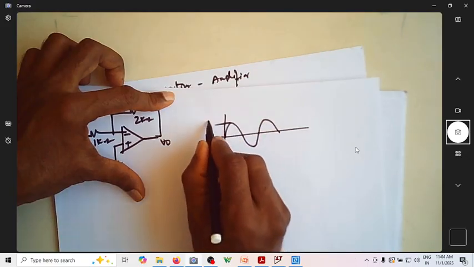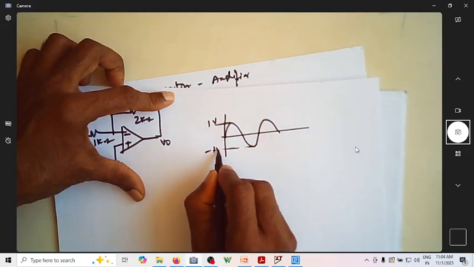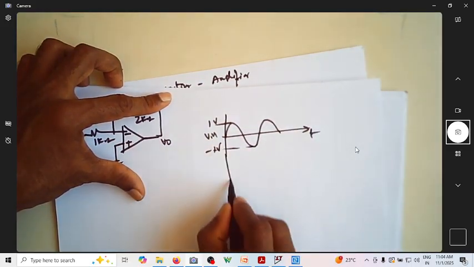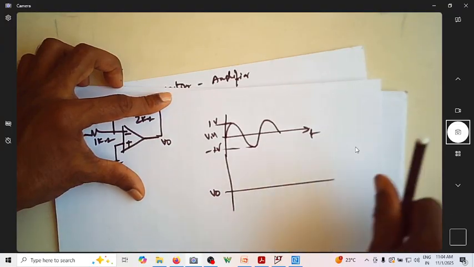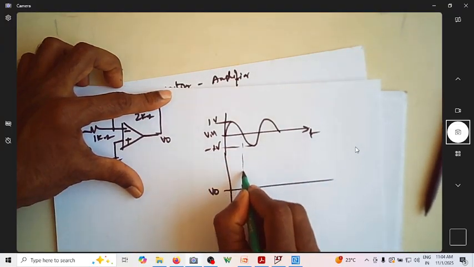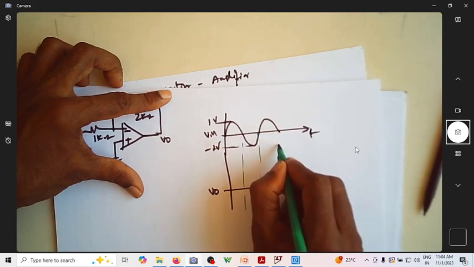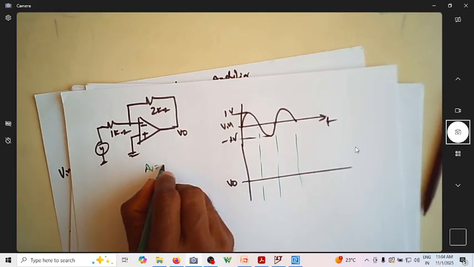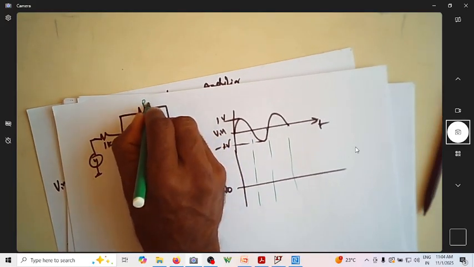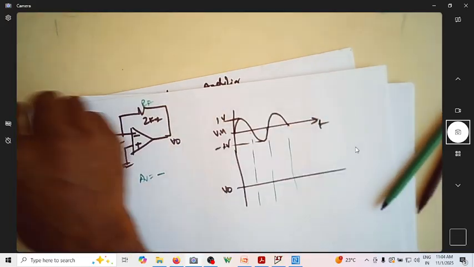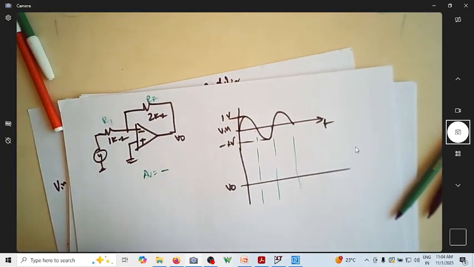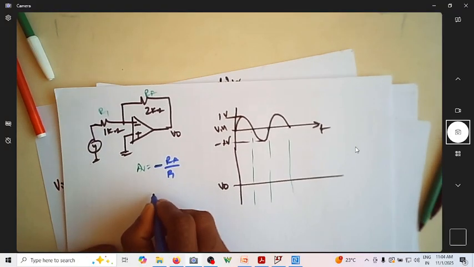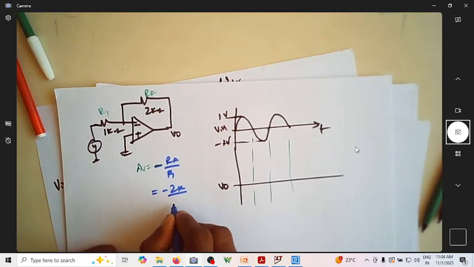This is now 1 volt and this is minus 1 volt, with respect to time. If this is Vin, how does your V0 look like? V0 looks like, again, a sine wave, but what is AV? AV is equal to, you name this as RF and this as R1. So is it not minus RF by R1 that is the gain, which is nothing but minus 2k by 1k.